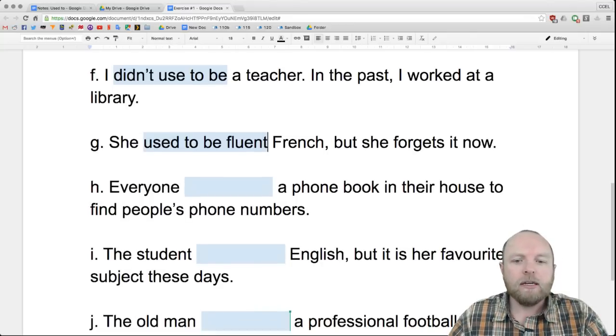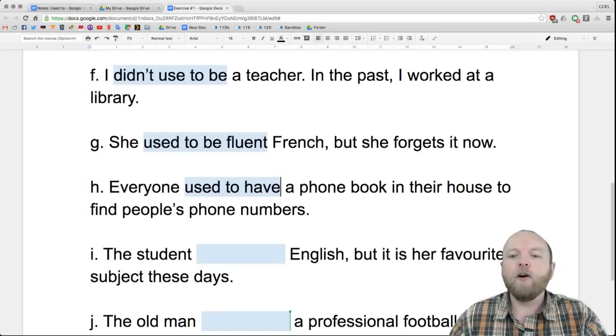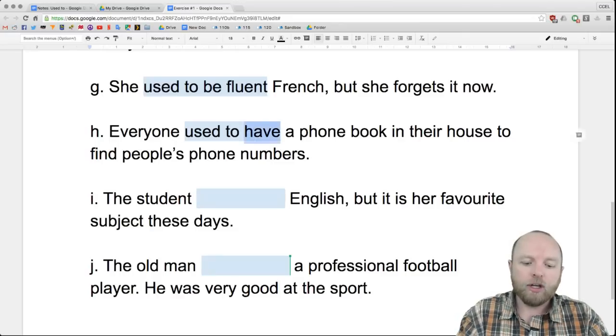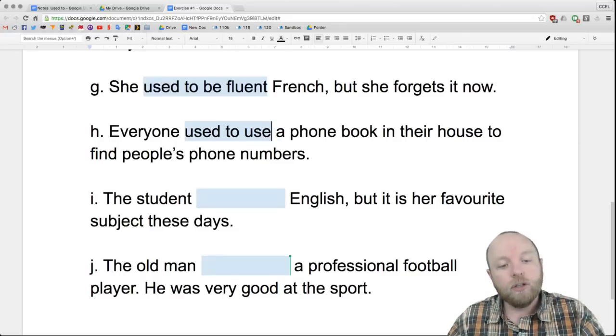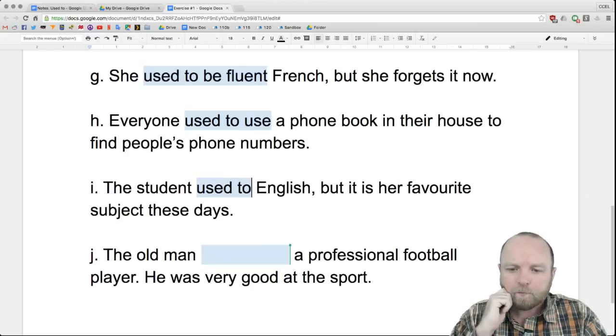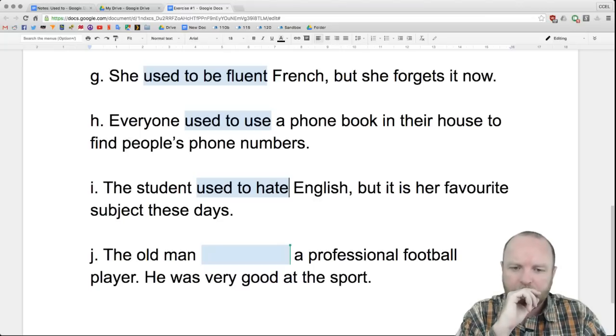Okay, H, Selma. Everyone used to have a phone book, right? Everyone used to have a phone book. Or Albovsky, used to use a phone book. Excellent. Yes, Yomera, used to use. Good job. The student used to what? But it is her favorite, used to hate English, yes, okay.